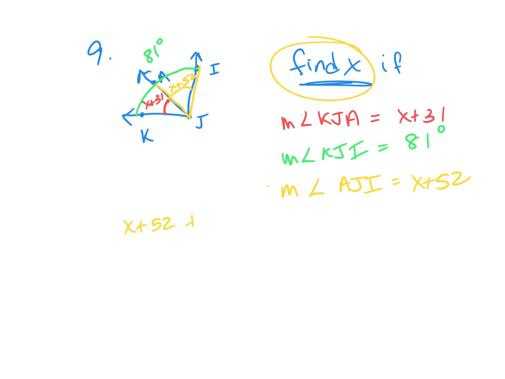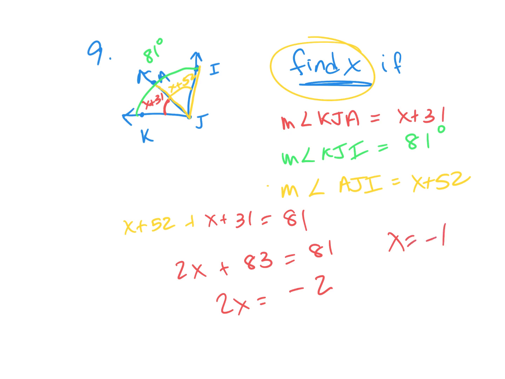So yellow plus red equals the big guy. And that would be 2X plus 83 equals 81. So 2X equals negative 2. Am I right? And X equals negative 1. So they want X, you found X. When you plug back the negative 1, it makes sense because you have 30 plus 51 equals 81.